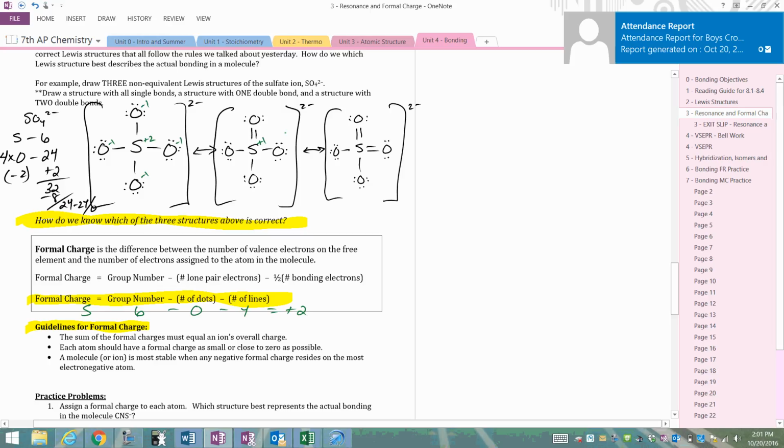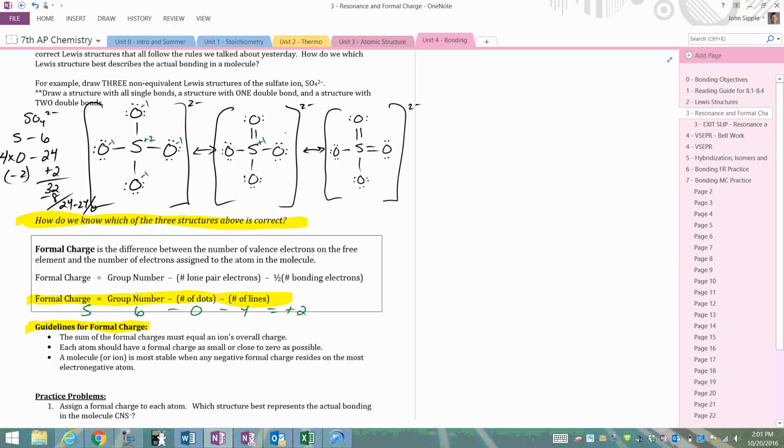And now we need to do this oxygen up top here. 6, right? Minus 4 from the dots, minus 2 from the lines, 0. And these oxygens are all the same as the other ones, right? So they're all -1 as well. -1, -1, -1.